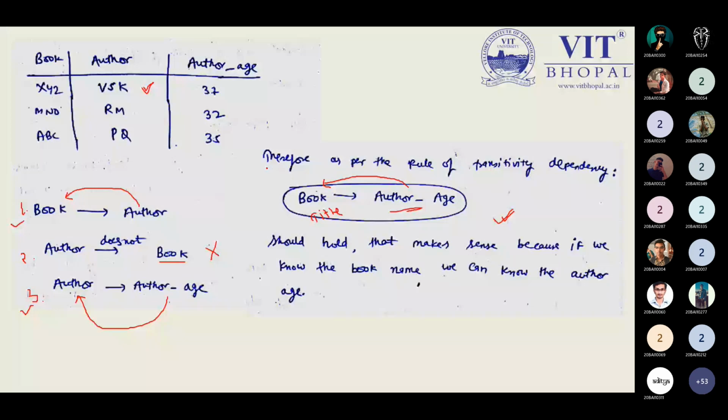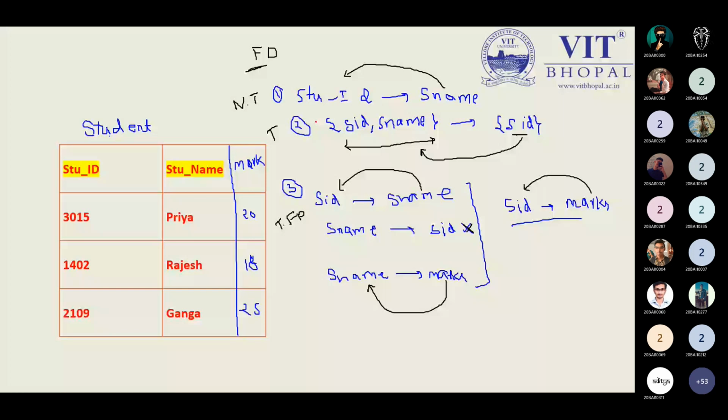So here we have some dependencies. Student data: I have taken student ID, student name, and marks. Student name depends on the student ID, and the student ID depends on the student name and student ID. So this is the trivial relation. First, tell me right now. It is already written: student name depends on the student ID. So is this non-trivial or trivial?